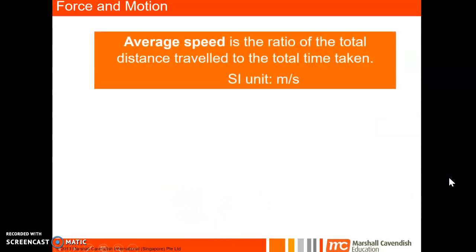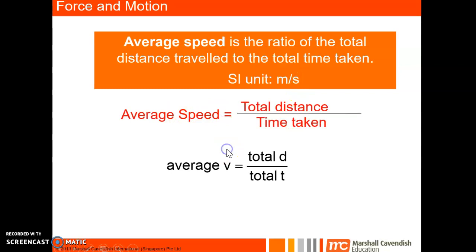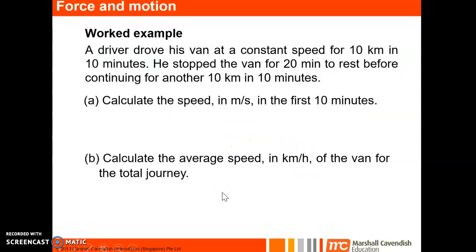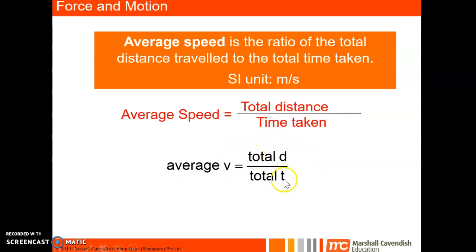How about average speed? Average speed is defined to be the ratio of the total distance traveled to the total time taken. Similarly, the SI unit is meters per second. So average speed is the total distance divided by the total time taken. Do take note of the formula in this case.